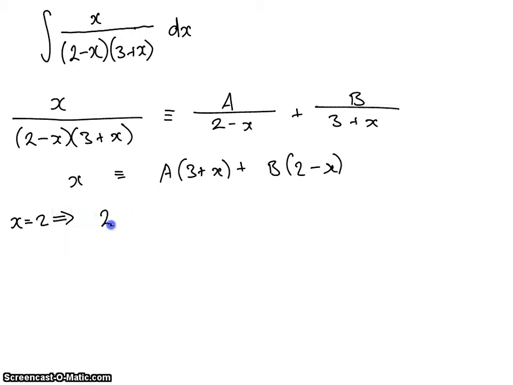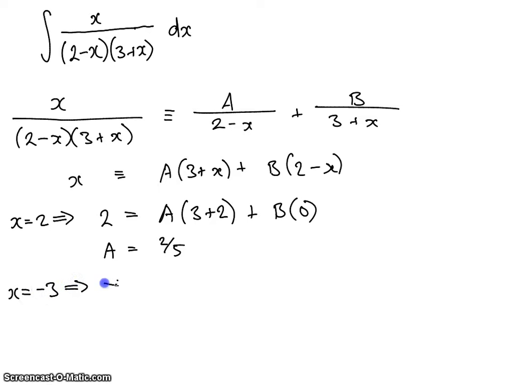And what does that mean? That means that 2 equals a(3 plus 2) plus b times (2 minus 2), or 0. So that means a is going to be 2 divided by 5. And I can do the same trick again by setting x is equal to minus 3. Then I get minus 3 is equal to 0a plus b(2 minus negative 3). So that means that b will be negative 3 upon 5.